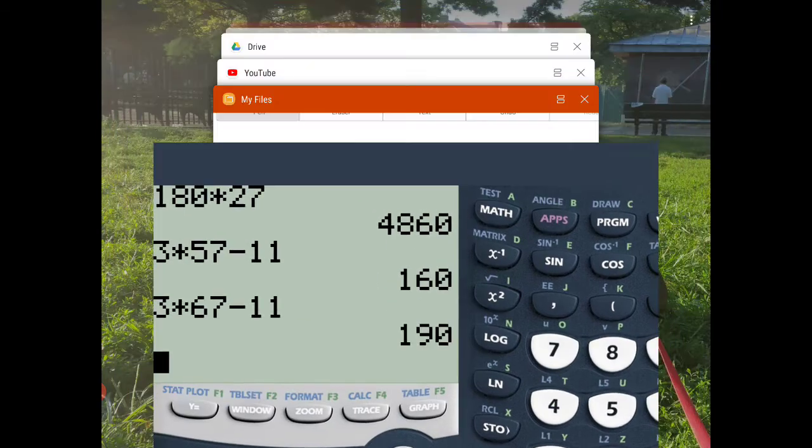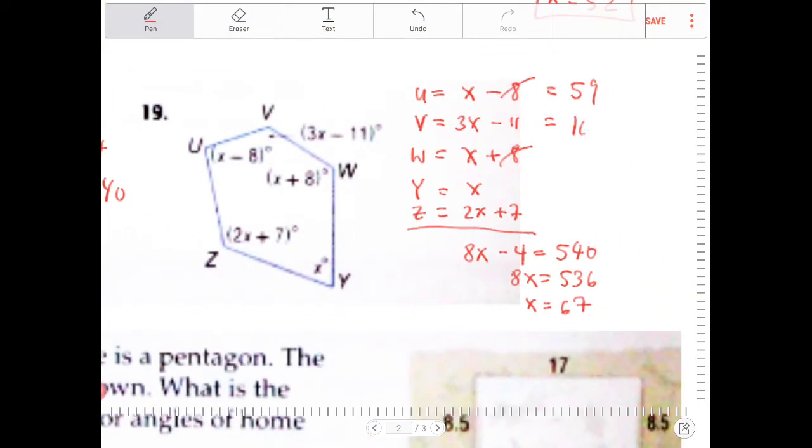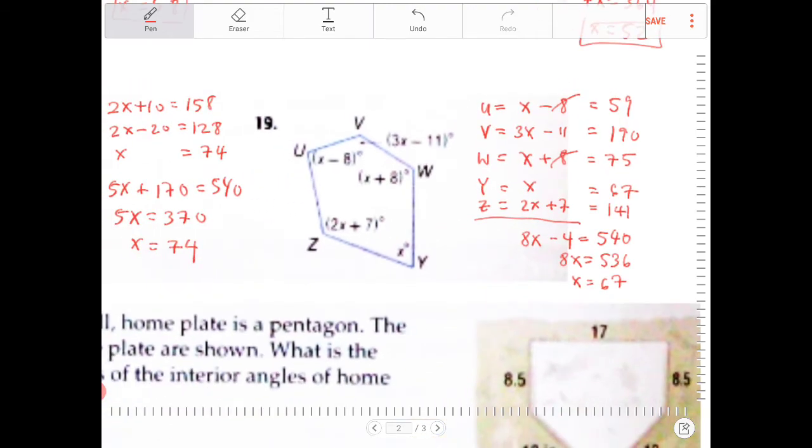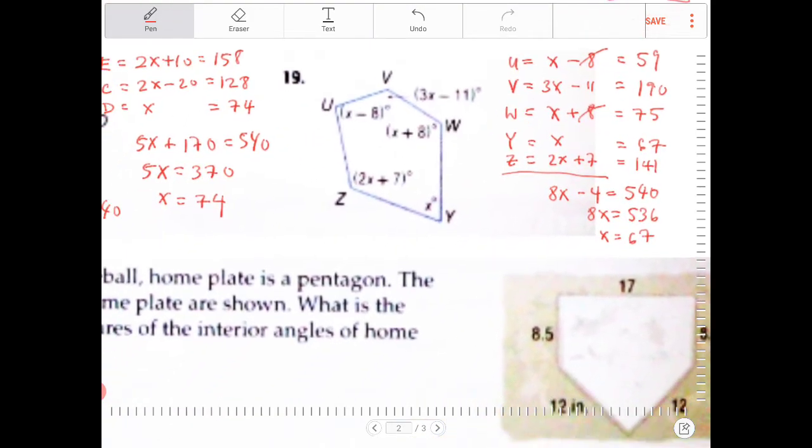So it's 190. And this is going to be 67 plus 8, so that's 75. This is going to be 67. And lastly, 2 times 67 plus 7, so that's 134 plus 7. That's 141. Okay. Moving on.